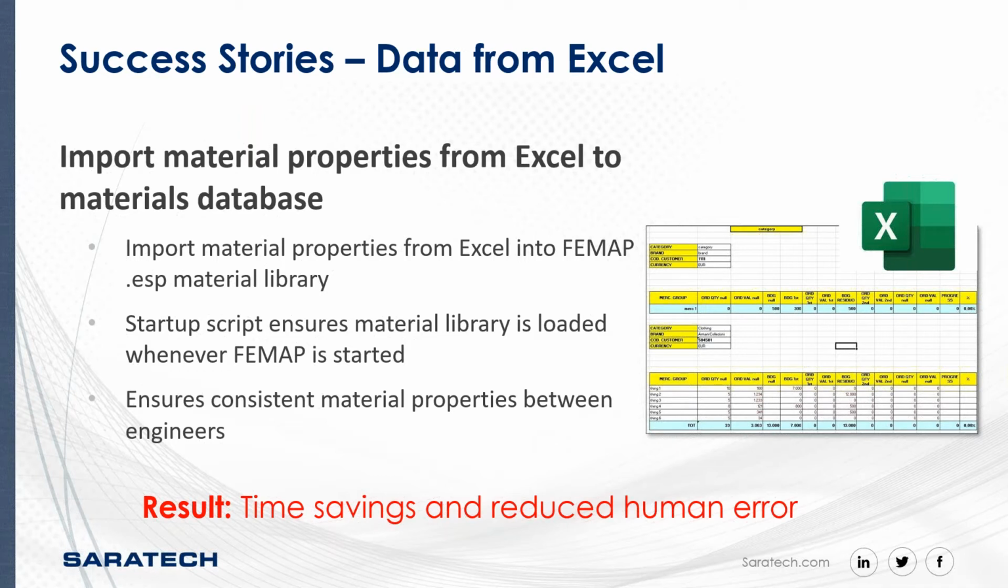So what you can do with the API is have the API import all your material properties from Excel and create a Femap material library, and pair that with a startup script that makes sure that material library is loaded whenever you start up Femap. So this kind of puts all the work up front, and now the analysts themselves don't have to dig around in MMPDS or dig around in different spreadsheets. All the material properties are right there in Femap for them to use.